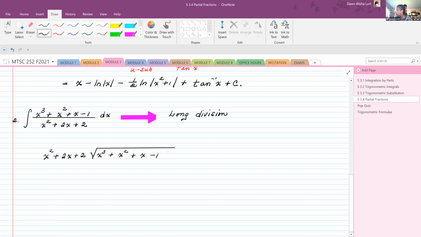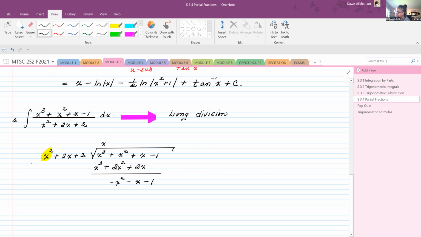Now we've all done this in college algebra. We start with the first term all the time. So I take x squared and I go into x cubed and I just get x. When I multiply it back out, I get x cubed plus 2x squared plus 2x. And so now I subtract. And so this gives me negative x squared minus x minus 1.